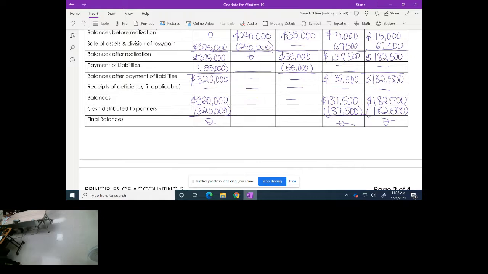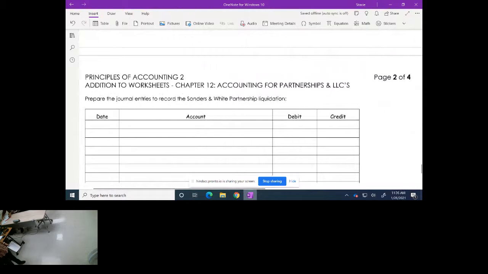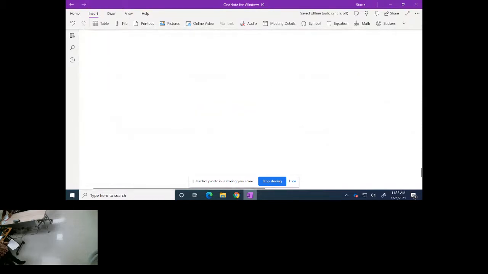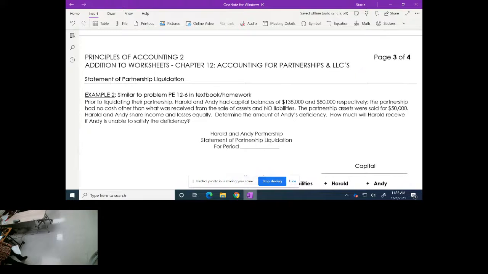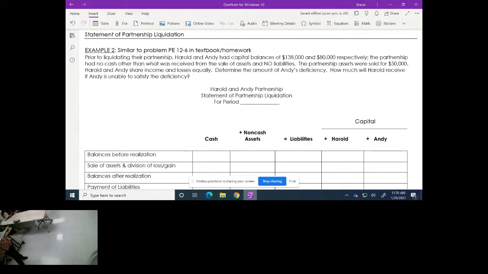If you get stuck or you forget, then just enter what you know. All right. The next thing on here was to prepare the journal entries. I'm not putting that on the test. I had it as a bonus, which I've got 110 points built in, so I'm not going to worry about it. So I'm going to skip that. Let's go to this last one. This is going to be a situation where you have a partner who's got a deficiency. And what do we do with it?